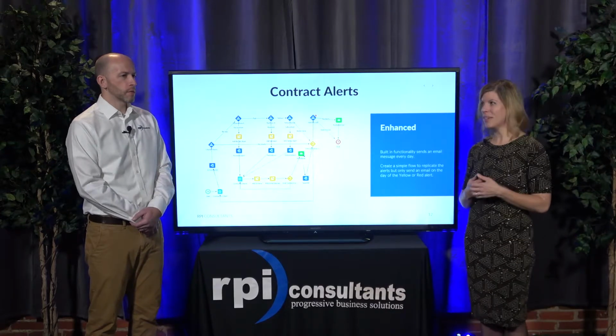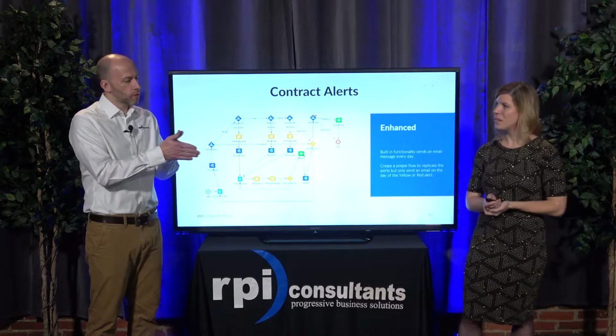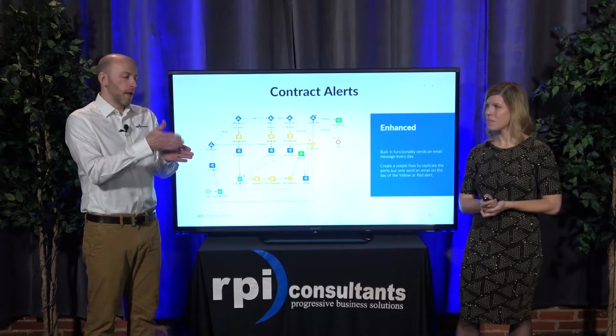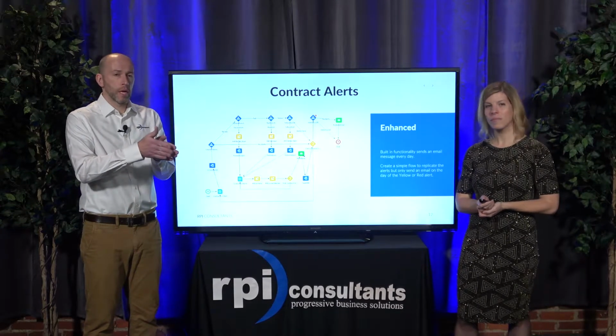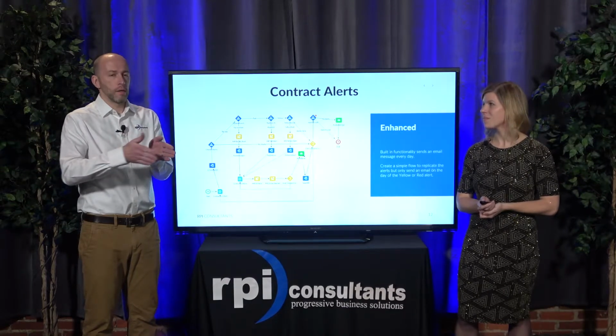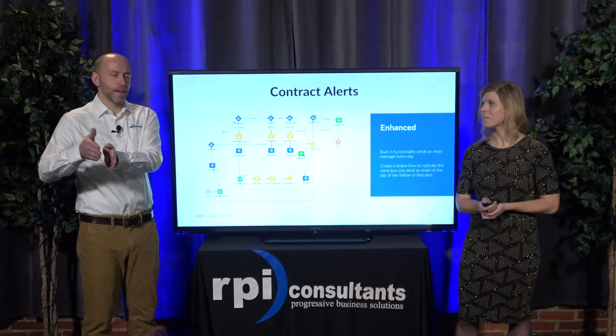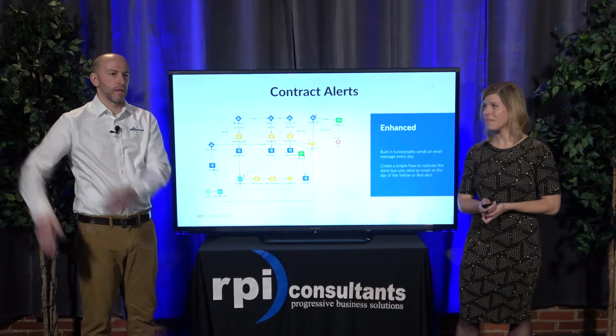Mm-hmm. So as long as it's in that range, so once it first crosses that yellow alert date and you continue to run it, say you run that process daily, your users are going to get a notice every day until then that red alert hits, and then they're going to get a red alert notice every day until it finally expires.